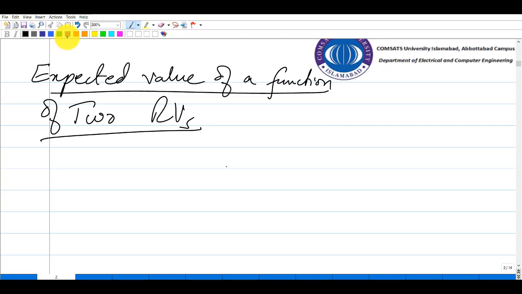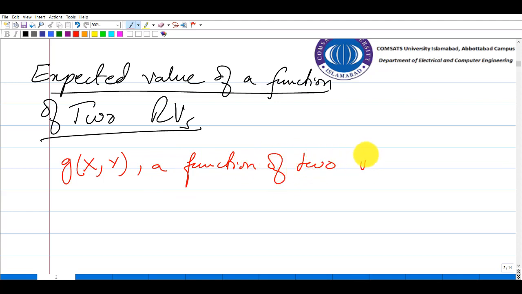As we have seen for one random variable, we can define a function and find its expected value and also its PMF and PDF. Similarly, here we have the function g(X,Y), a function of two random variables, and it is also a random variable.